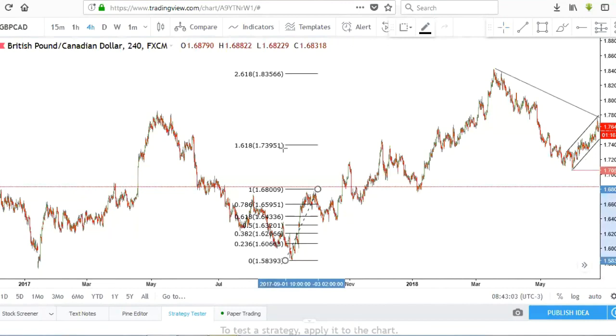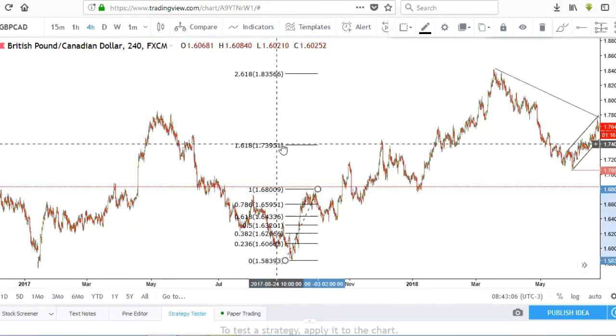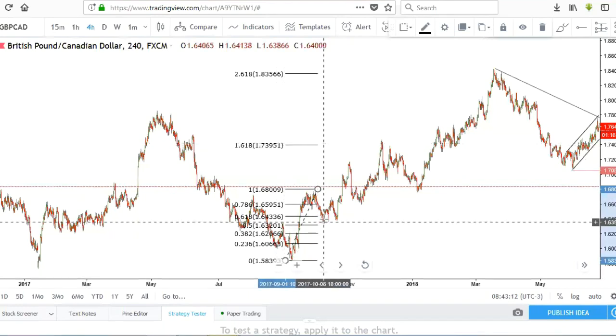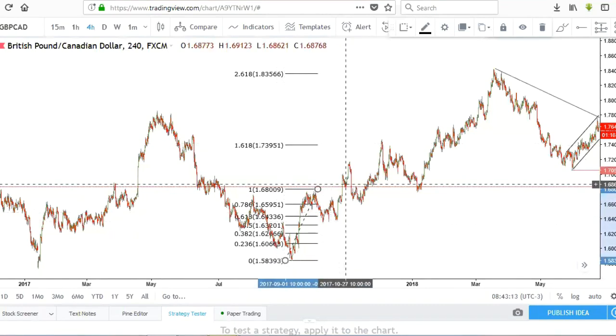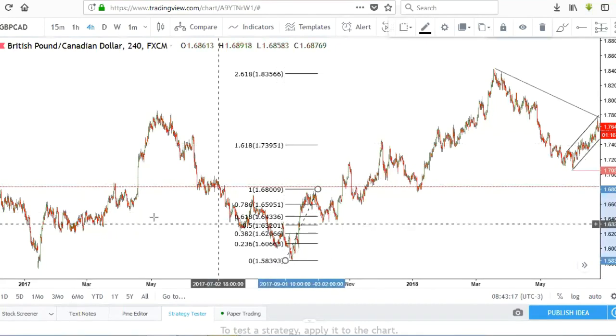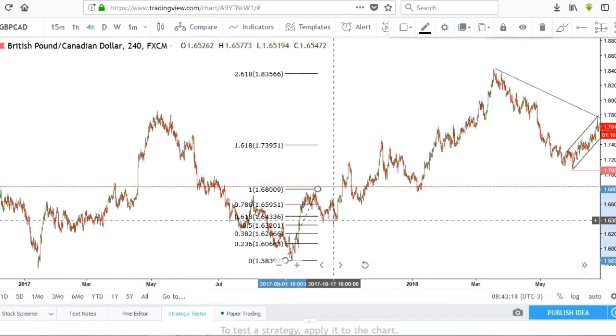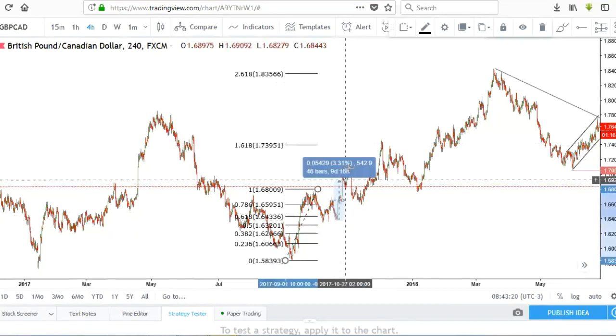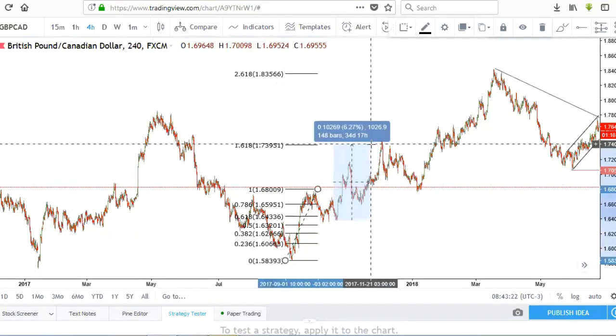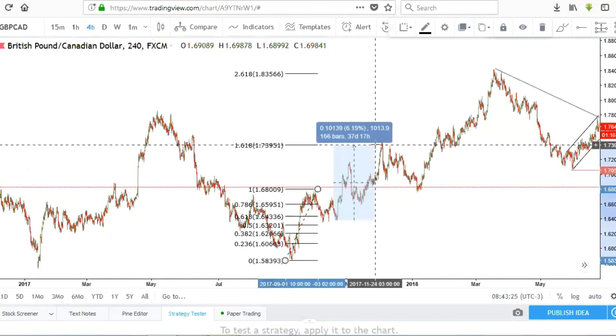And then here at this level, this 1.68, is wherever you can put your target, meaning that you'd enter somewhere here at the 38.2 level, then you go up with it and capture. Let me see how many pips it would be. Your target is here. For our time frame, 1,013 pips. It's great, don't you think?